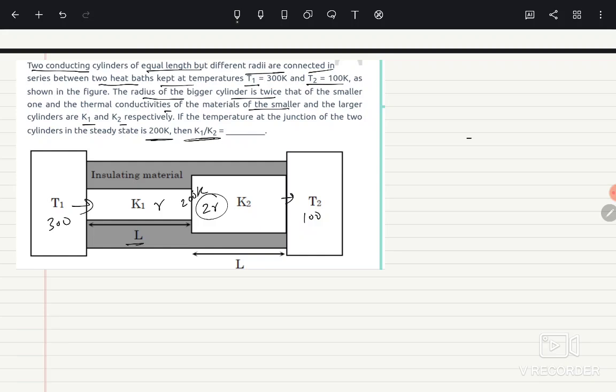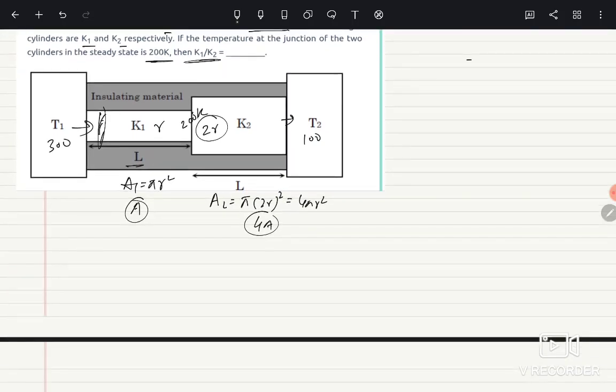So let us do it. First of all, if the cross-section area of the first is A1, it will be equal to pi r squared. The cross-section area of the second is A2, which will be equal to pi (2r) whole squared, that is 4 pi r squared. So let us say if its area is A, the other area will be 4A.